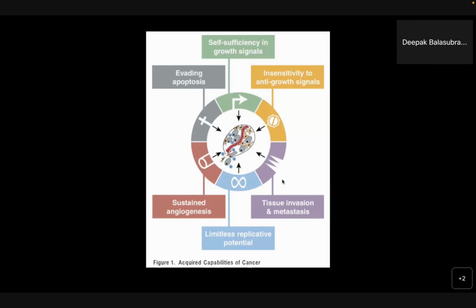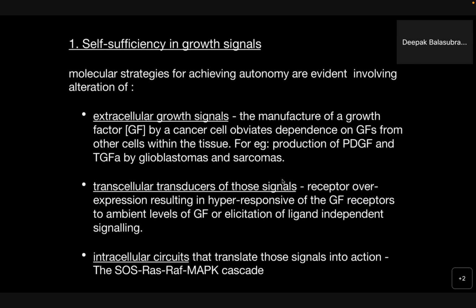So this is another important aspect of tumorigenesis. So let's look at each of these things in slight detail. When you say that they have self-sufficiency in growth signals, they are autonomous. And this involves the manufacture of growth factors by the tumor cell itself. So you're not dependent on growth factors from other tissues. And this is well seen in glioblastomas, sarcomas, and even in head and neck cancer. So platelet derived growth factor and transforming growth factor alpha are usually produced endogenously by the tumor.